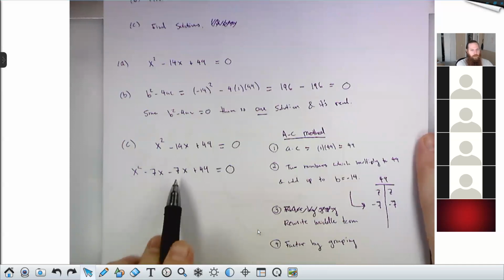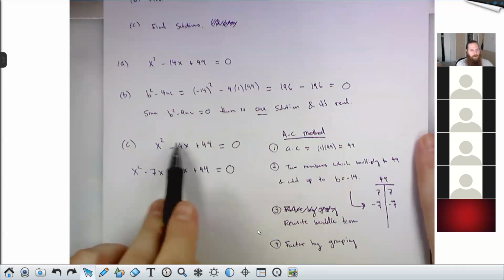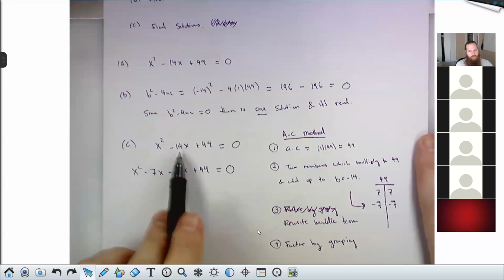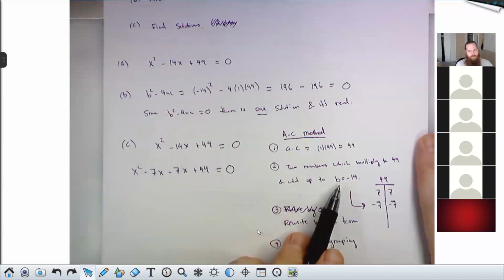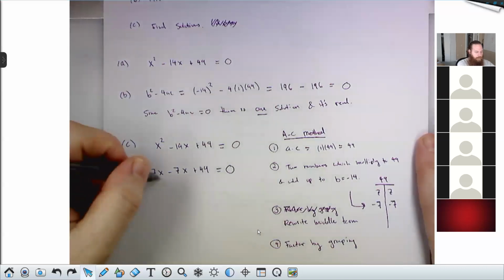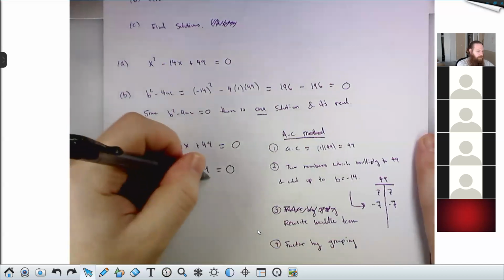Since we always pick those numbers such that they add up to this middle guy here, -14, I can always use those two numbers to rewrite. Okay, -14x, that's the same as -7x minus 7x. Because these two sum to this, we can always split this up as a combination of those. Now we're ready to factor by grouping. Here's my first group, here's my second group.